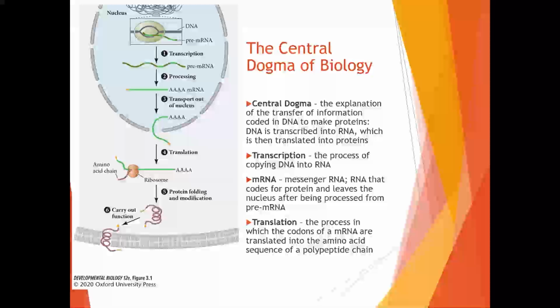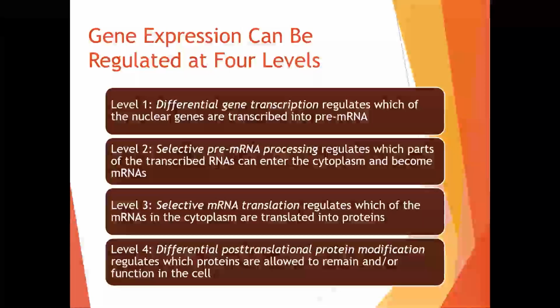There are 4 main levels from this big picture process where we can regulate the gene expression. Effectively, they're like dials of sorts that we can adjust to get a wide range of different cell types. So our first level is differential gene transcription, which regulates which of the nuclear genes are transcribed into pre-mRNA.